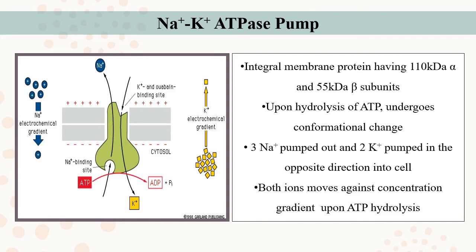which leads to a conformational change. And if you see the membrane, outside the membrane the sodium ion concentration is high, whereas inside it is low. On the other hand, the potassium ion concentration outside is less, whereas inside the cell the potassium ion concentration is high. But both the ions, sodium and potassium, are moving against the concentration gradient. When 3 sodium ions go out, at the same time 2 potassium ions come in.